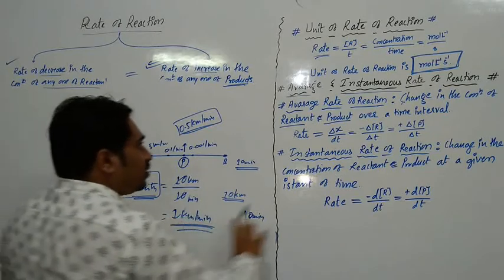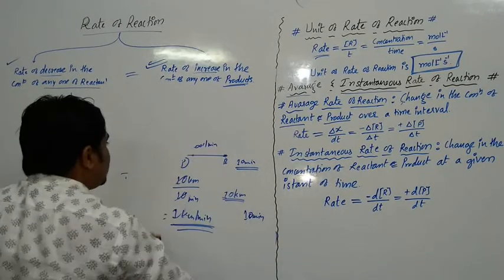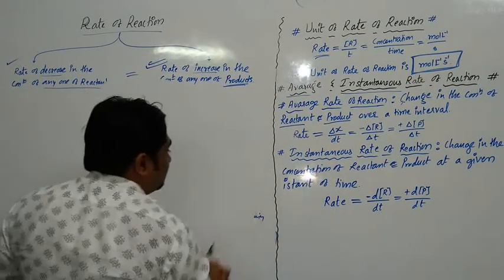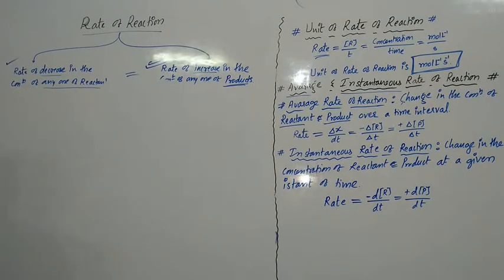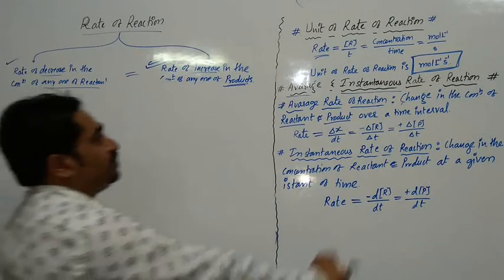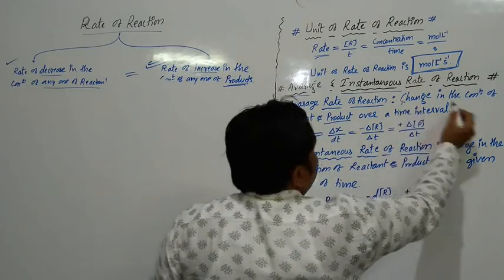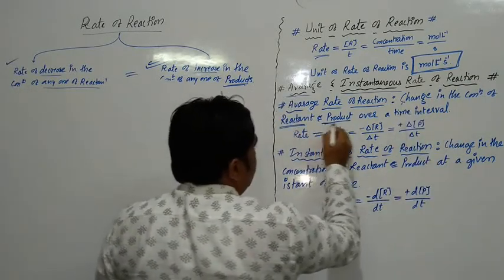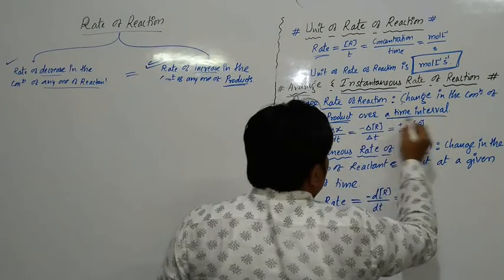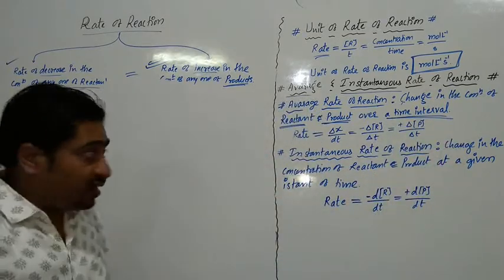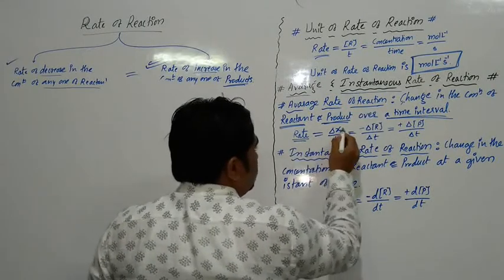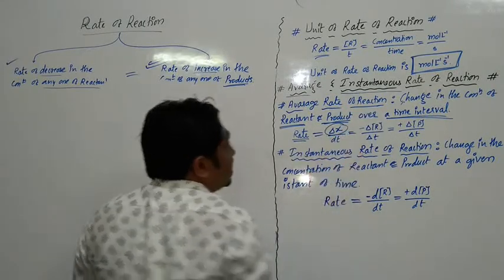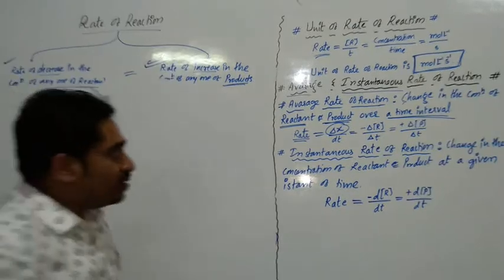In the same manner we are going to calculate instantaneous rate of reaction and average rate of reaction. So here the change in the concentration of reactant or product over a given time interval is called as average rate of reaction. The rate is equal to dx by dt. Dx is nothing but change in the concentration of reactant or product.